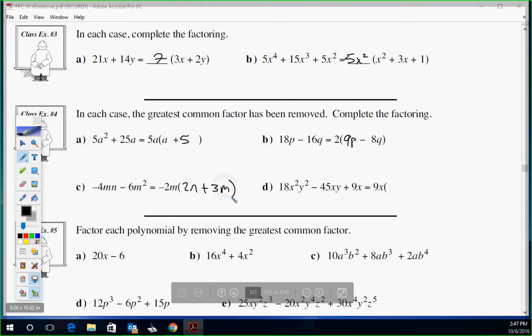So if you check it, negative 2 times 2 is negative 4. M times n is mn. Negative 2 times 3 is negative 6. M times m is m squared. Sorry. Getting tired.